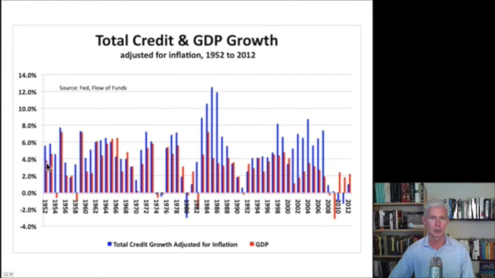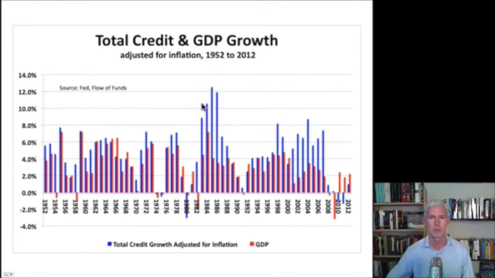But now I add in a red bar, which is the GDP growth. Again, going back to 1952, there were only 9 times when credit grew by less than 2%. Every time that happened, there was a recession. And the recession didn't end until there was another very big surge of credit expansion.